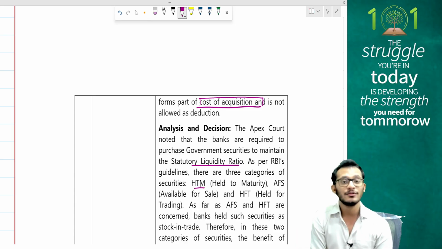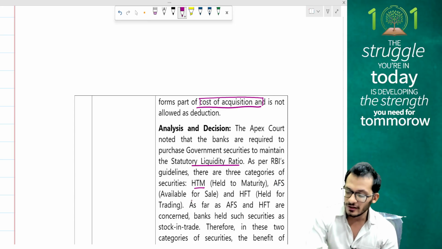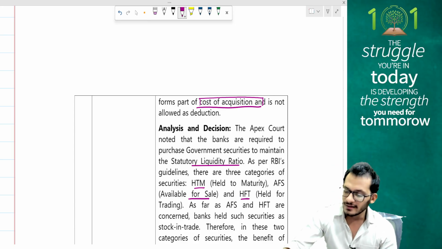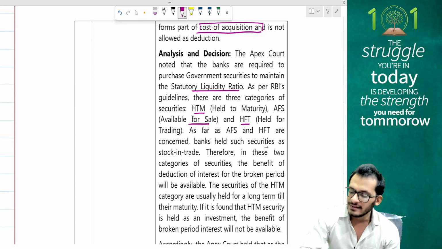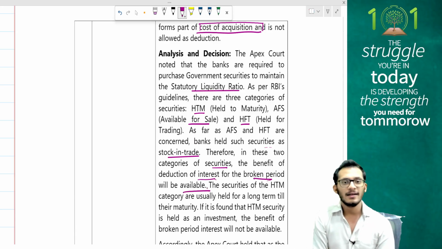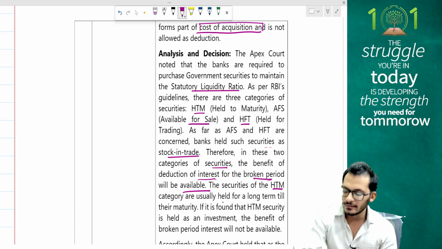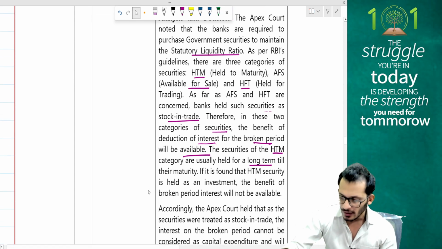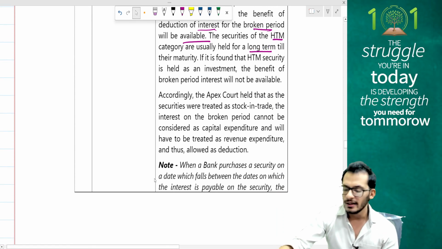One is HTM, which is held to maturity, AFS, which is available for sale, and HFT, which is held for trading. As far as AFS and HFT are concerned, banks hold such securities only as stock in trade, and therefore in these two categories of securities, the benefit of deduction of interest for the broken period should be available. If it was a case of HTM, then that is usually a long-term investment, and in that case, if you can call it a cost of acquisition, I would have agreed to it.